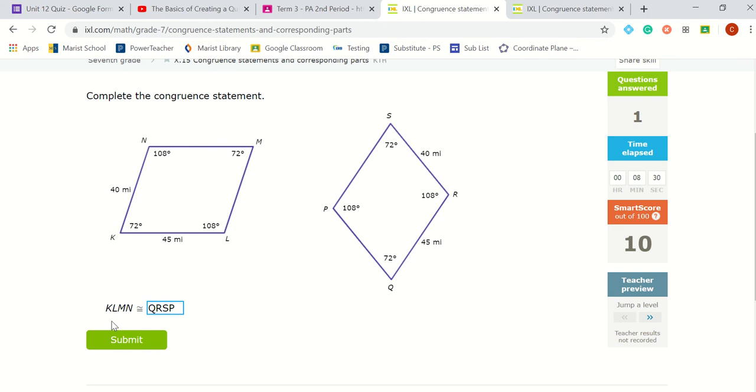Let's also make sure it goes in order, like as we walk around the figure, that it goes in order, like we're not jumping across the figure. So K, L, M, N. K, L, M, N. Yep, all in order. Q, R, S, P. Q, R, S, P. Yes, all in order. So we're going to submit that.